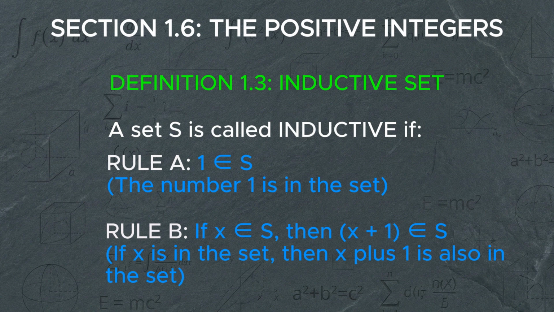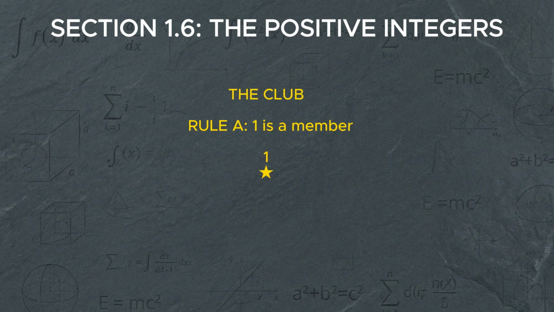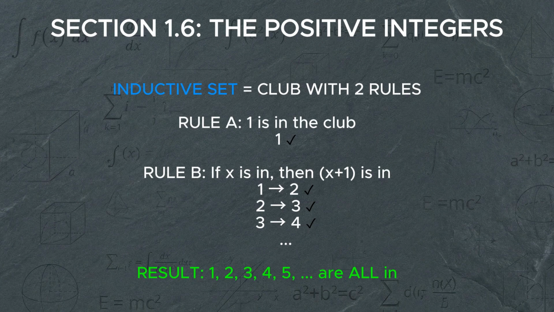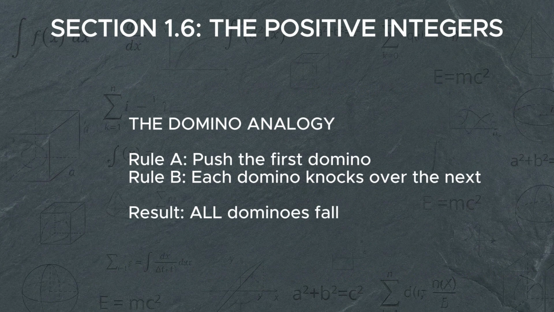Let me give you an analogy. Imagine a club with strict membership rules. Rule A says the number 1 is automatically in the club. Rule B says if you're in the club, your neighbor, x plus 1, is also in the club. This is an inductive set. Think of it like a row of dominoes. Rule A is pushing the first domino. Rule B says every domino hits the next one. If both rules hold, then all the dominoes fall. The entire sequence is determined.